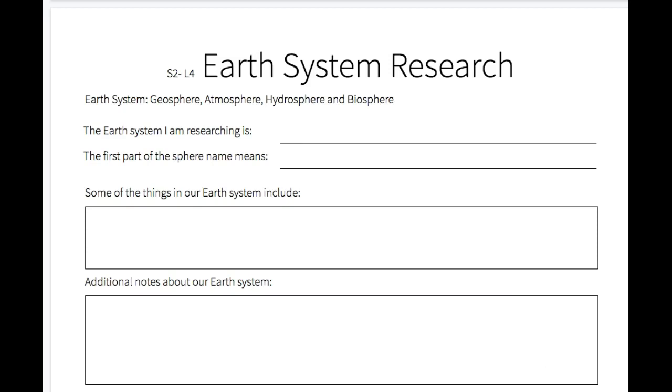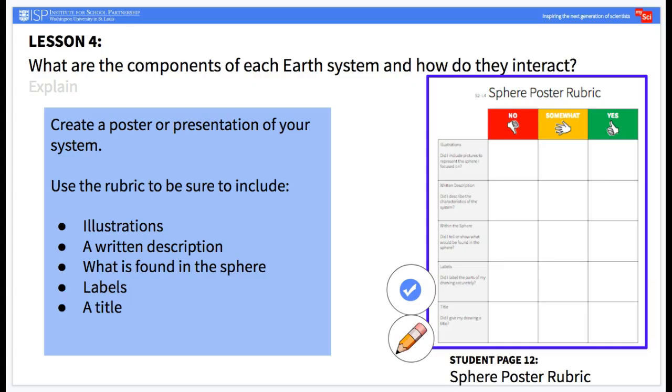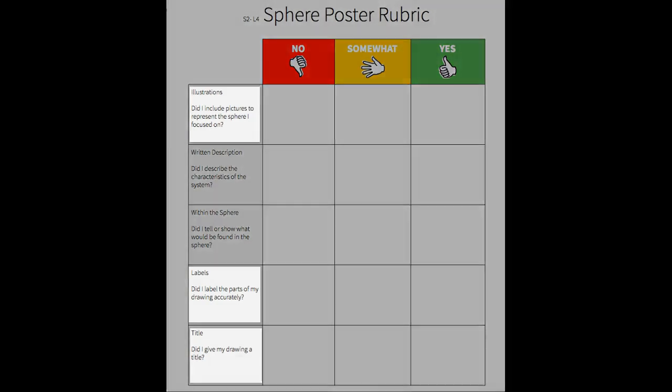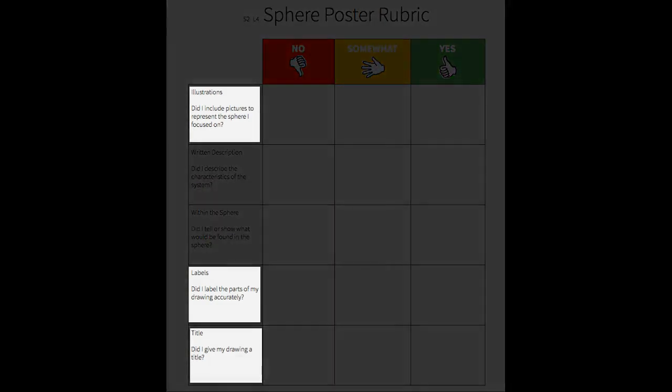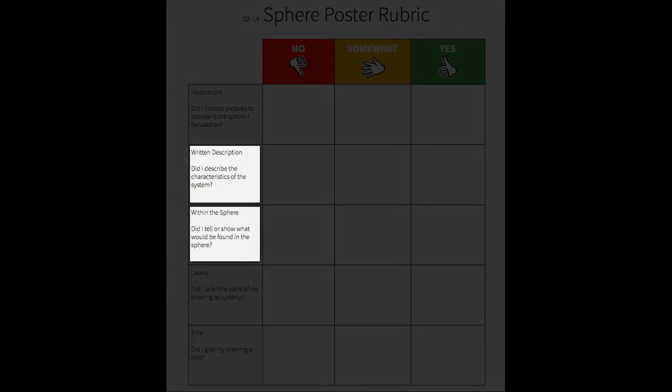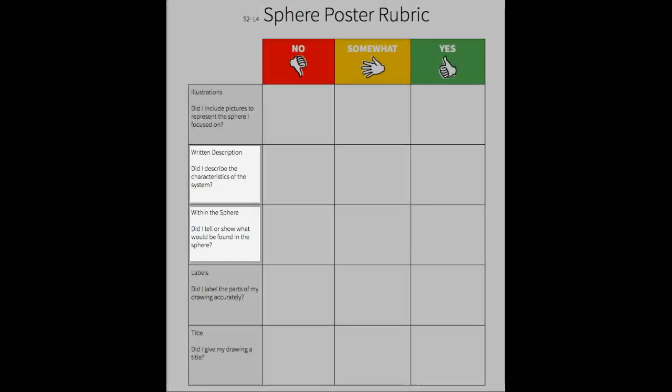They will determine the meaning of the root word of their sphere and the components that are part of their sphere. In the Explain portion of this lesson, students will create a poster or presentation for the sphere they researched. They will refer to the sphere poster rubric to assess if they are meeting the criteria for their presentation. The criteria includes providing a photo or illustrated representation of their sphere that is accurately titled and labeled, and writing a description of the characteristics and components of the sphere.